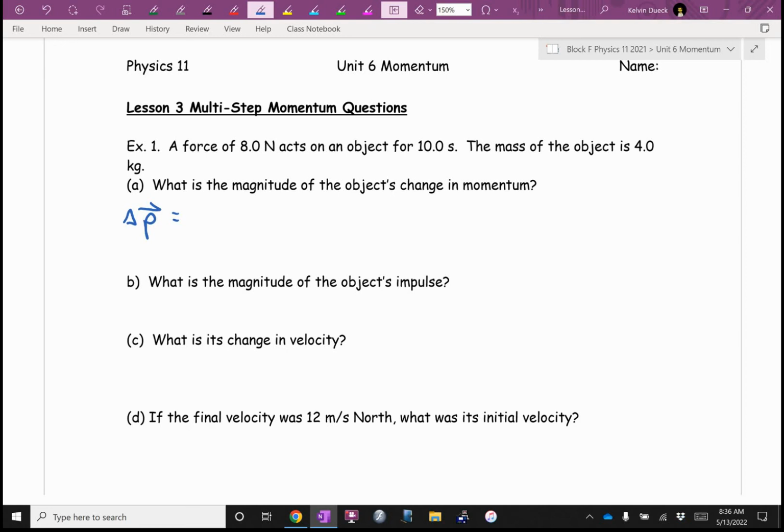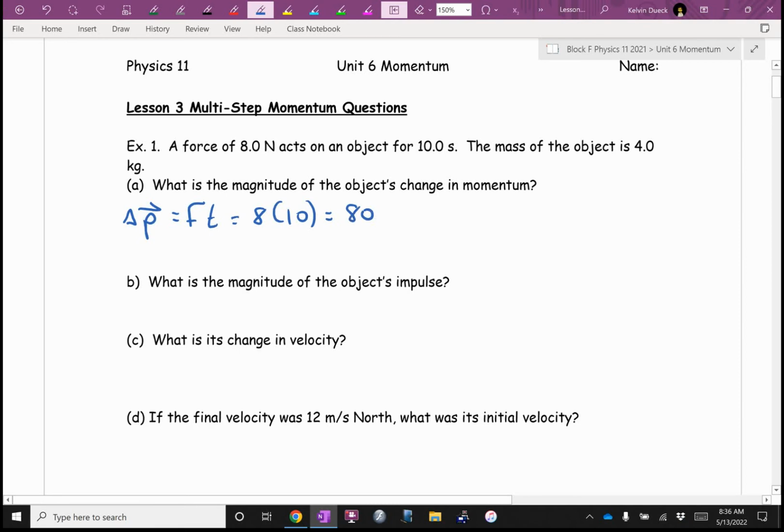Looking, because I could also go mv final minus mv initial. Don't see that. I do see a mass. I see a force and a time. So I would use this version of the impulse equation. It's going to be 8 times 10. Please, Ella, do that in your head without a calculator, please. Yes.